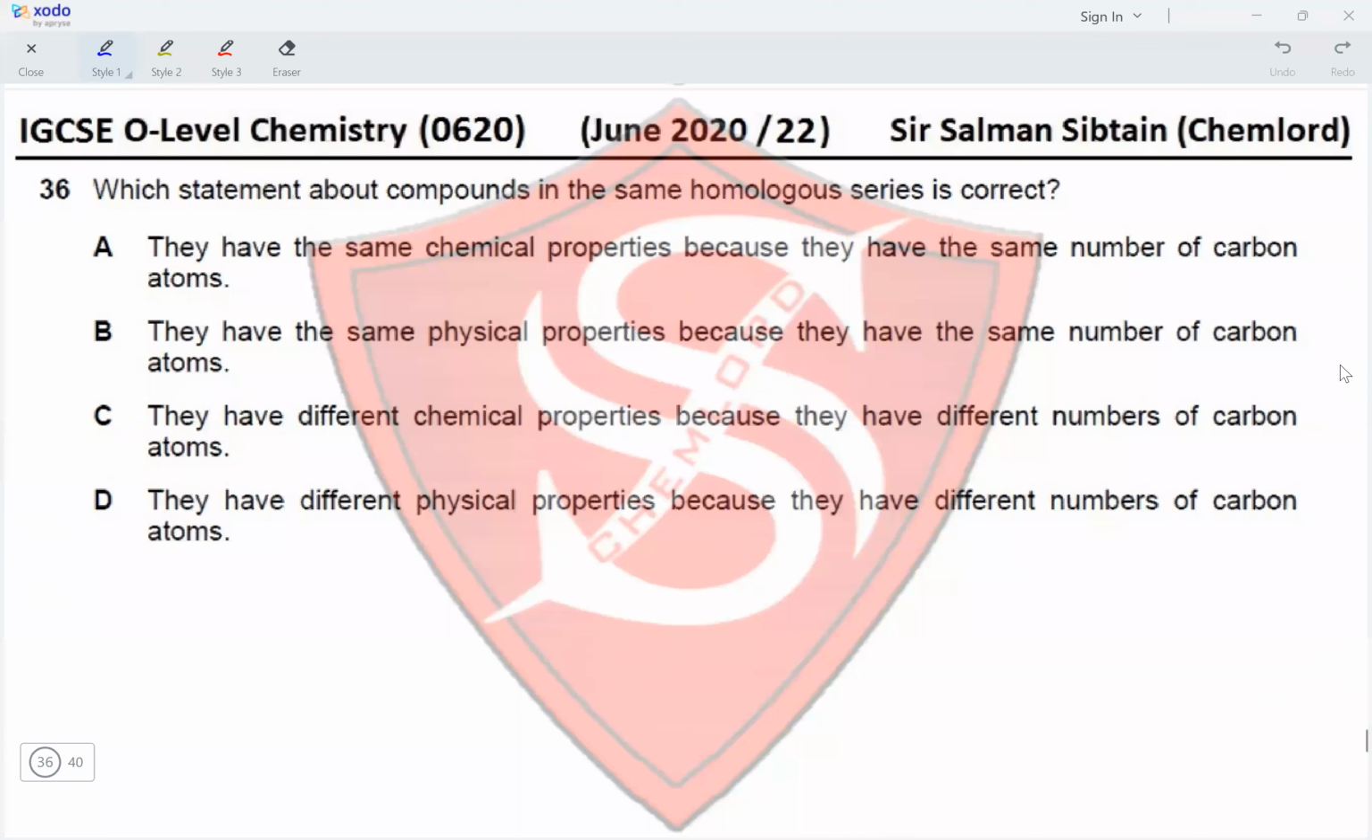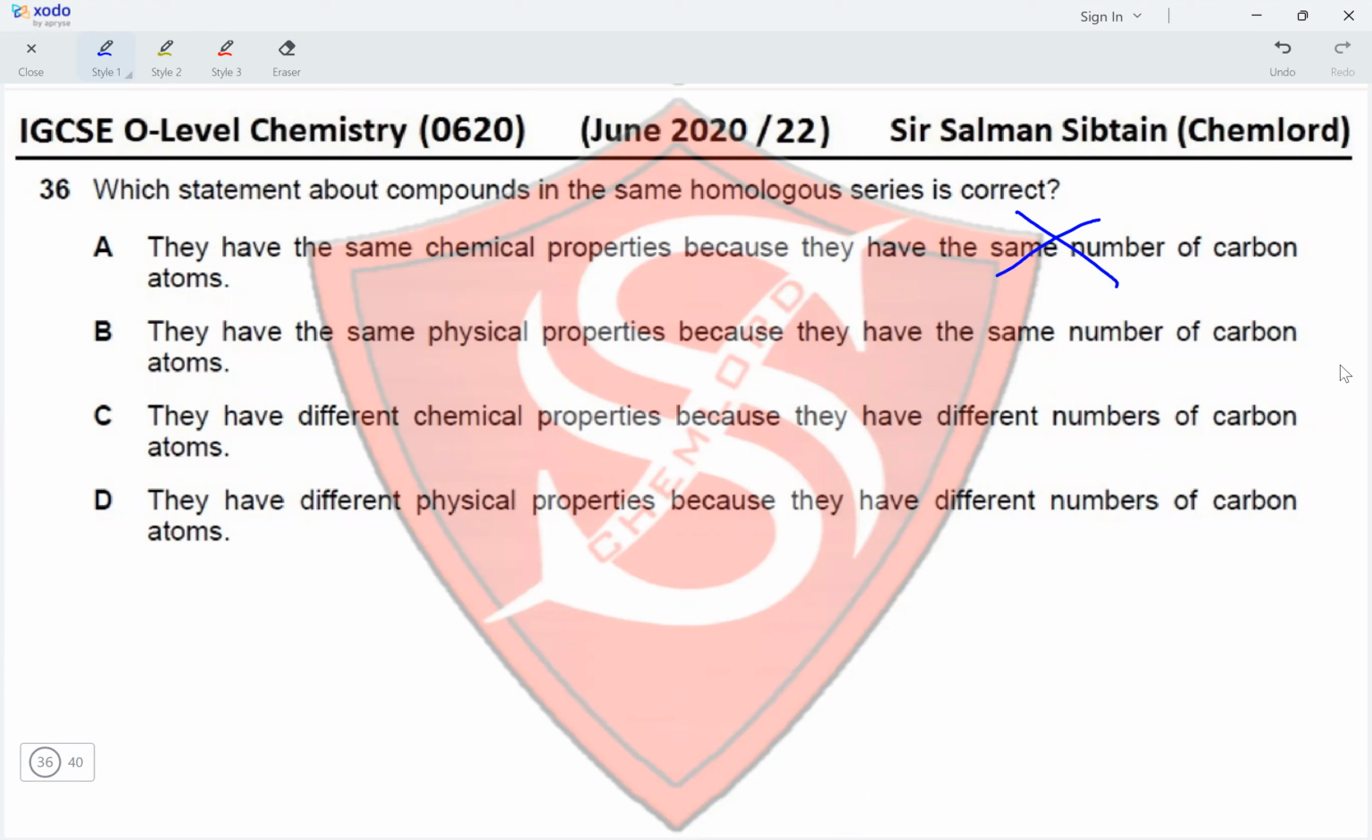Question 36. Which statement about compounds in the same homologous series is correct? They have the same chemical properties because they have the same number of carbon atoms. How can they have the same number of carbon atoms? Each member of the homologous series has an additional CH2 group present, which means it has an additional carbon present. So they don't have the same number of carbon.